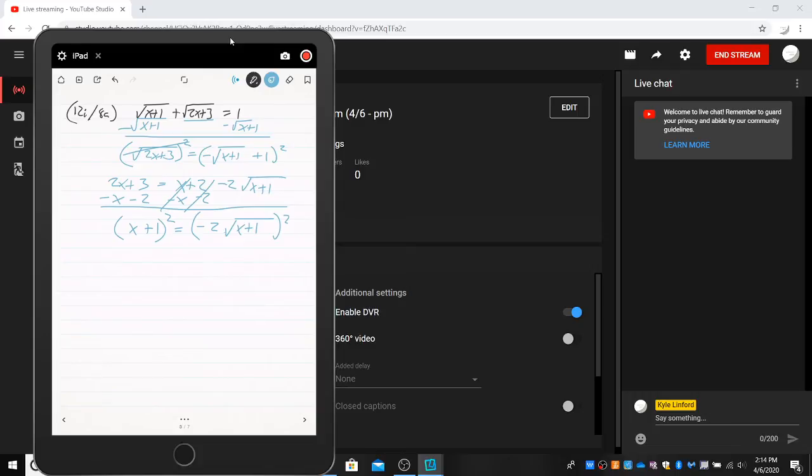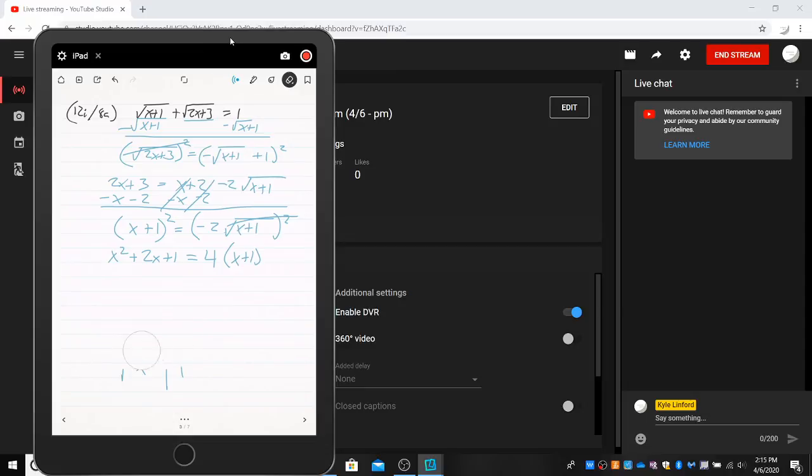Now the left-hand side, when we square it, I'm going to have to do the box method for this. We end up with an x squared, an x, and a 1. So the left-hand side becomes x squared plus 2x plus 1, equaling, now the other side, we're just going to square each thing individually. Negative 2 squared, or negative 2 times negative 2, is positive 4. And then instead of square root x plus 1, we just have x plus 1, because those cancel.